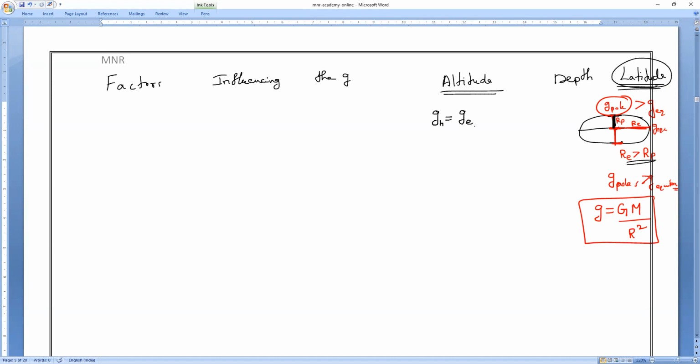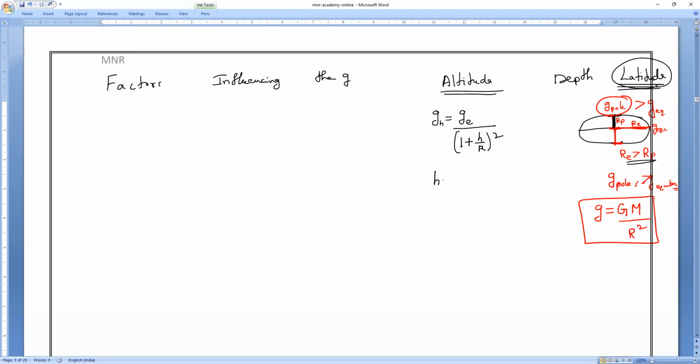g at height h is equal to g, the gravity at the surface, divided by 1 plus h by R, the whole square. That is the formula when the height is greater.